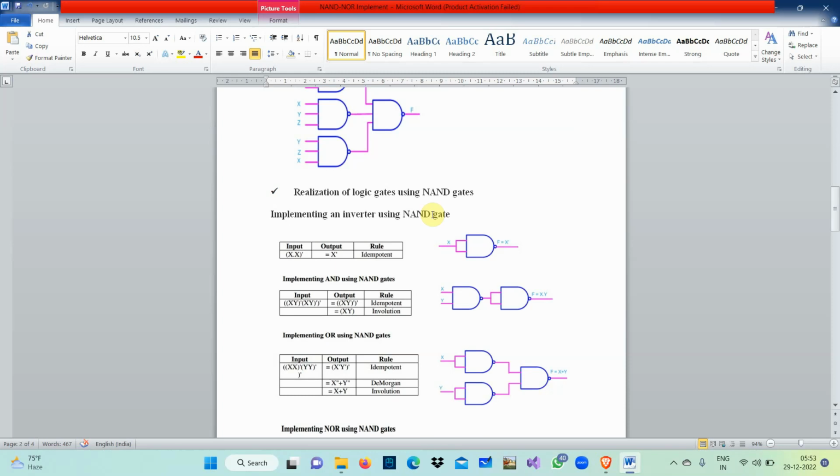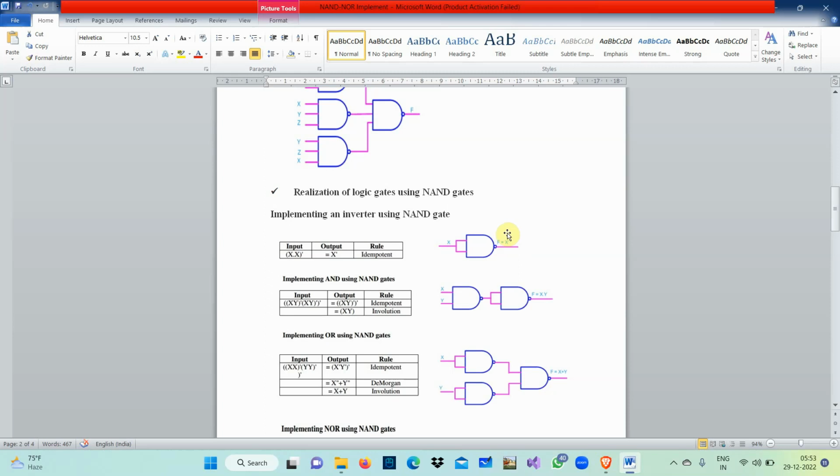Okay, suppose I take two inputs x and x. The same x is given as input to both. x into x becomes x, that is the idempotent rule. So x into x becomes equivalent to inverse of x. So if I use the same input, the function will be f equals x inverse, or x bar, whatever you say.